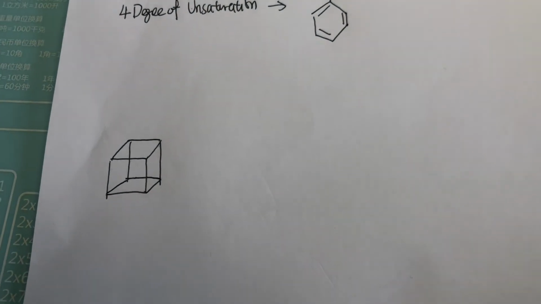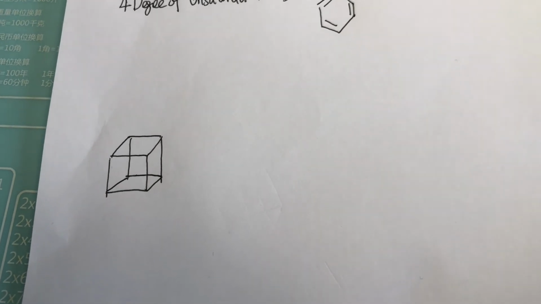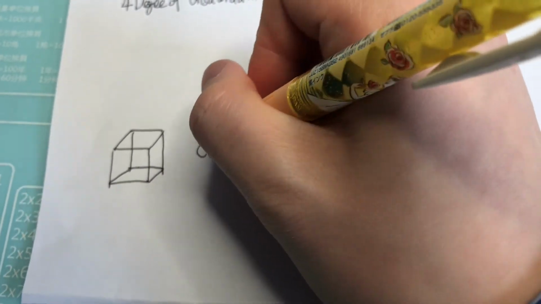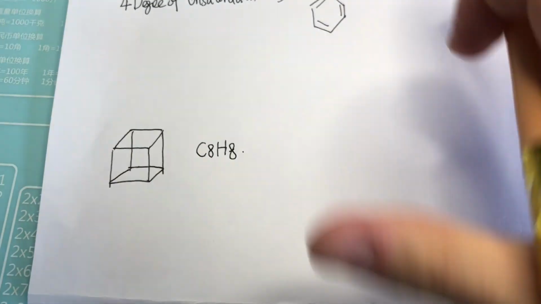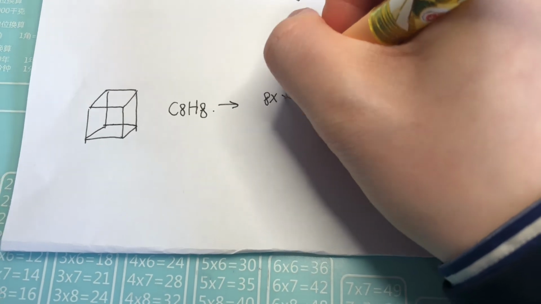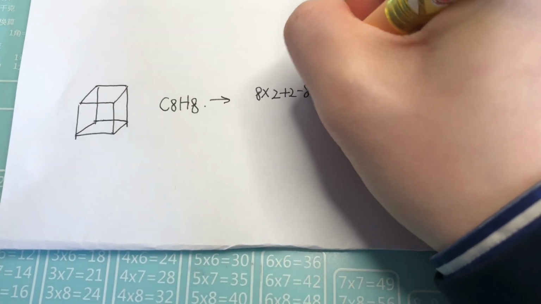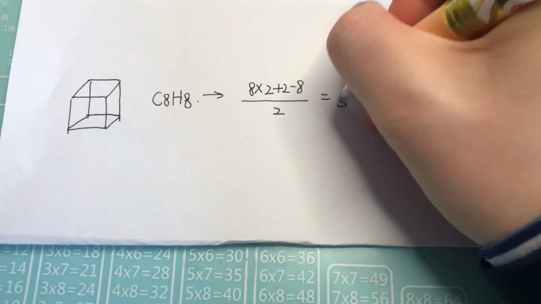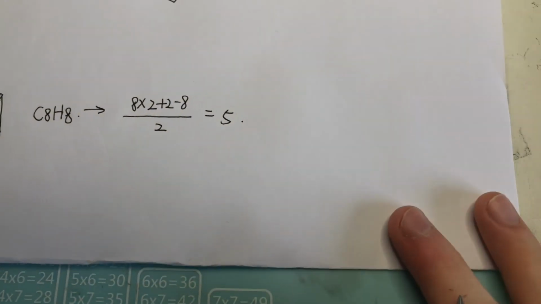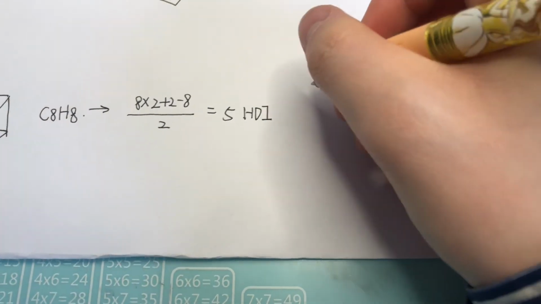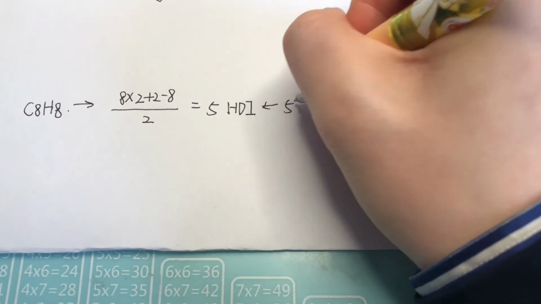Yes, this is not a math problem, it's a molecule actually. And it asks for the formula, which means it has 5 HDI because it has 5 ring structures.